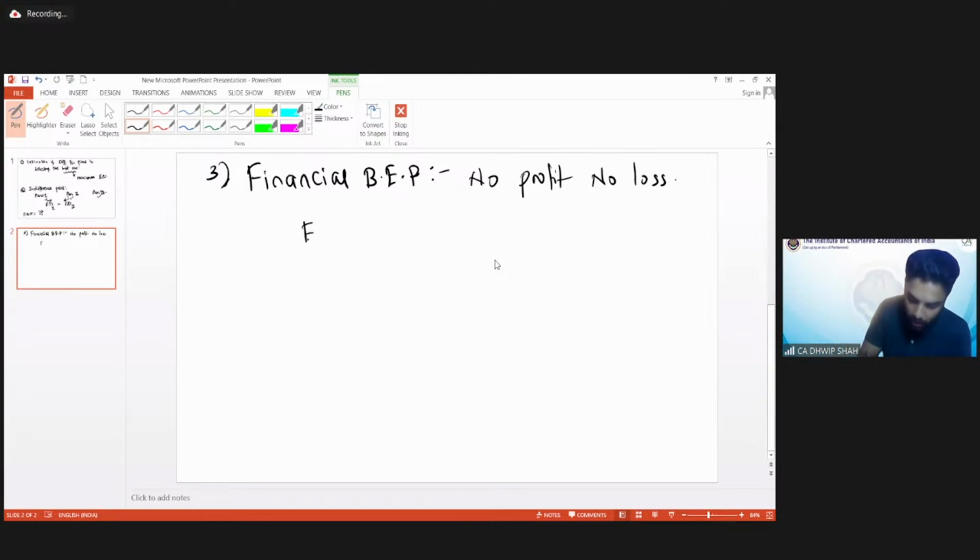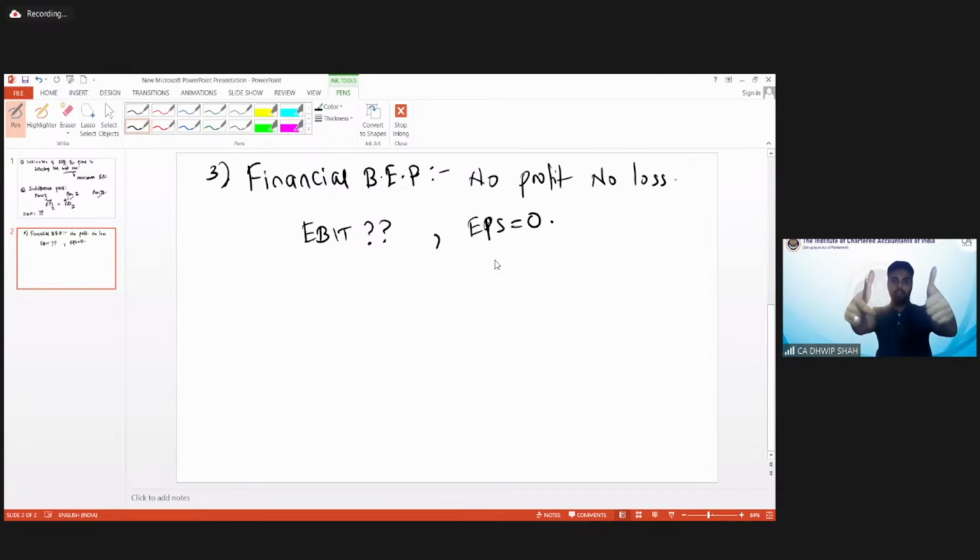So at what level of EBIT would the company's EPS be zero? That is financial break-even point. Are you getting this? कंपनी का EBIT कितना होना चाहिए? At what level of EBIT? At what point of EBIT are equity shareholders earning ठिंगा, zero? Following? So this is the third learning objective.